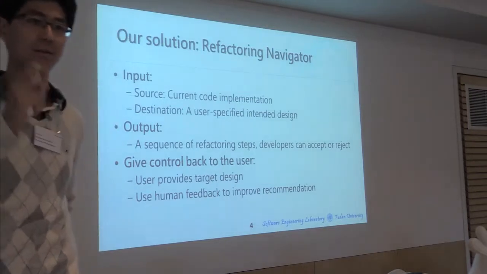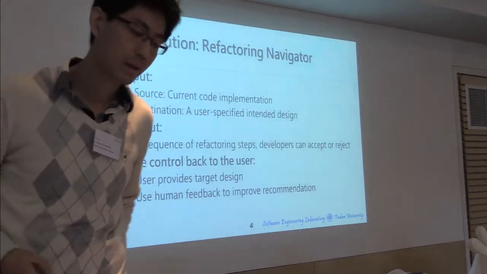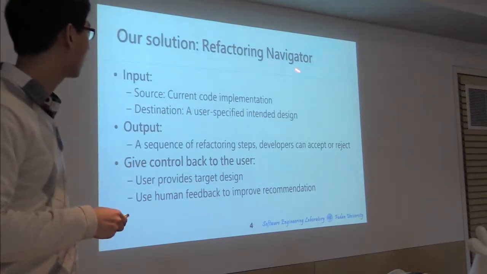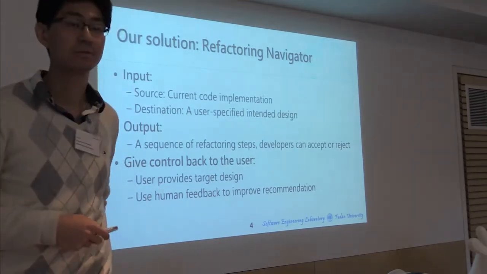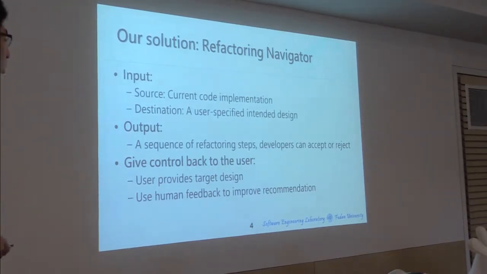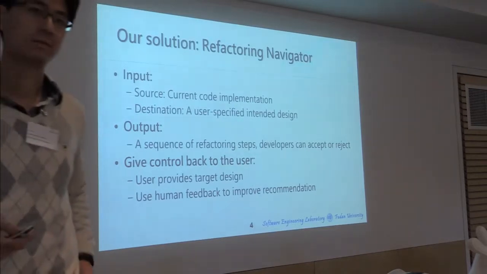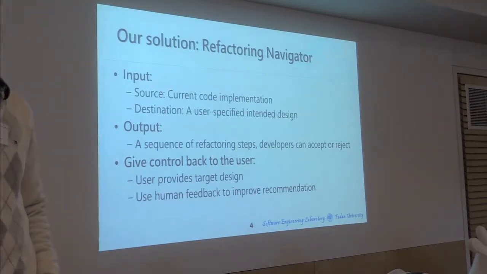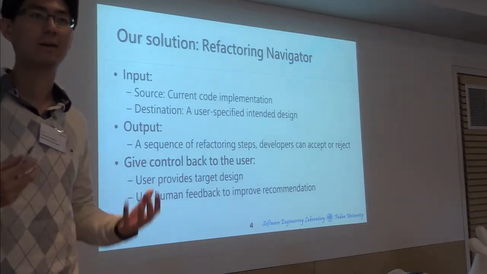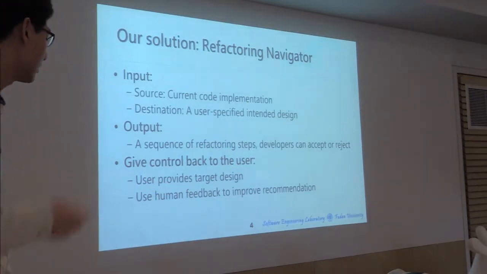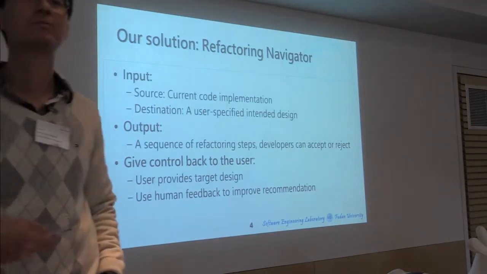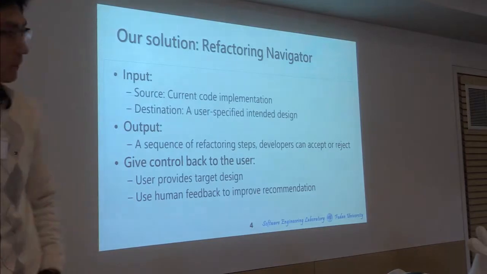For each step, the developer can either accept it or reject it. And based on their acceptances and rejections, we are going to take their feedback to improve the further recommended results. By this means, we give the control back to the users. First, we do not use a single metric. We let the developers provide their targeted design, so they have such flexibility. And second, and more importantly, we will use the human feedback to further improve the recommendation.